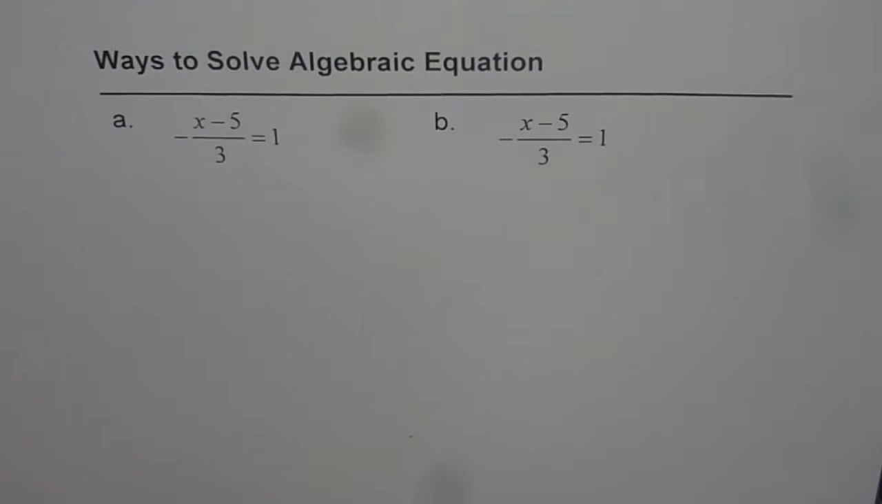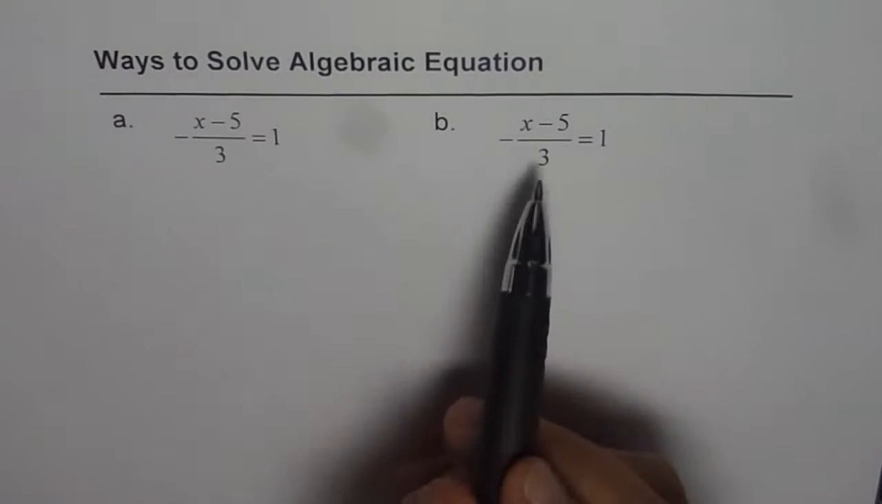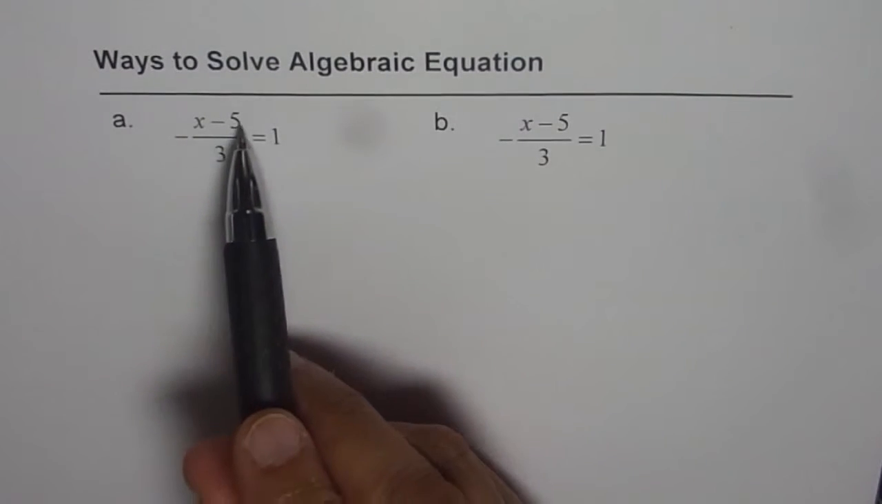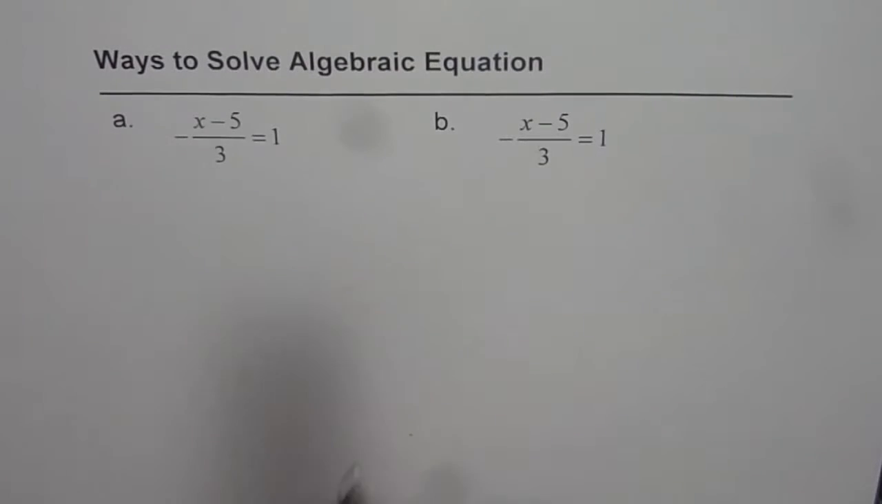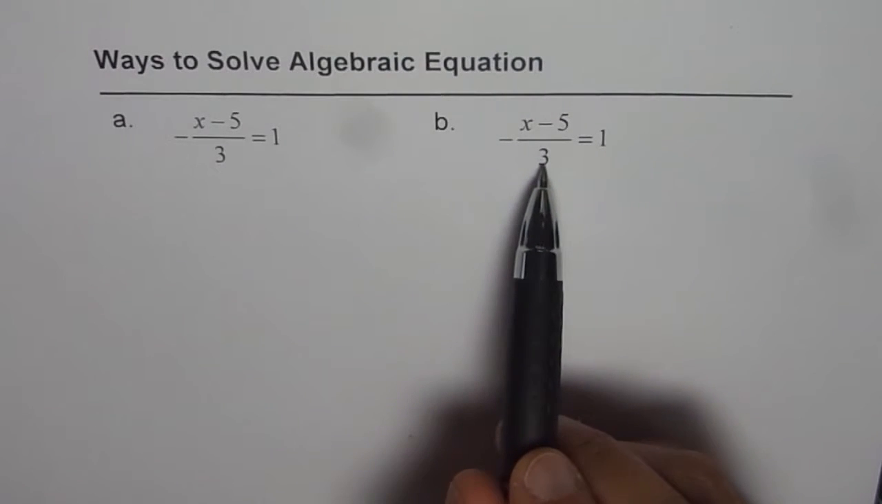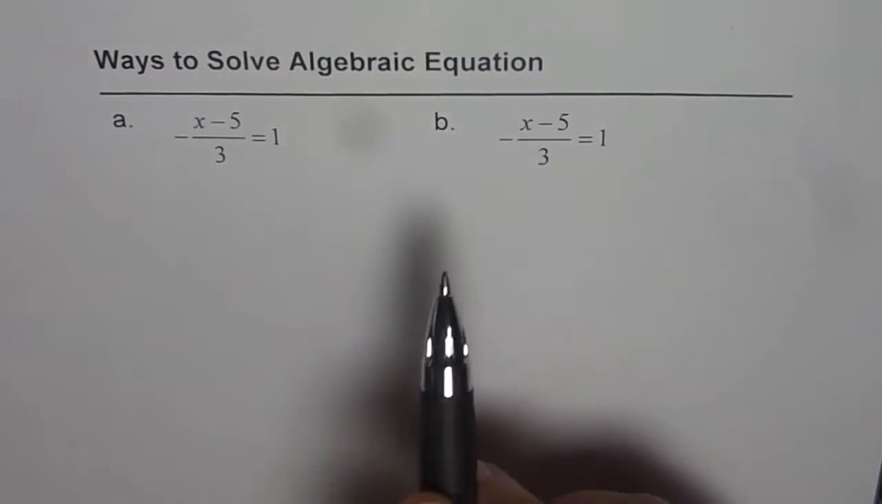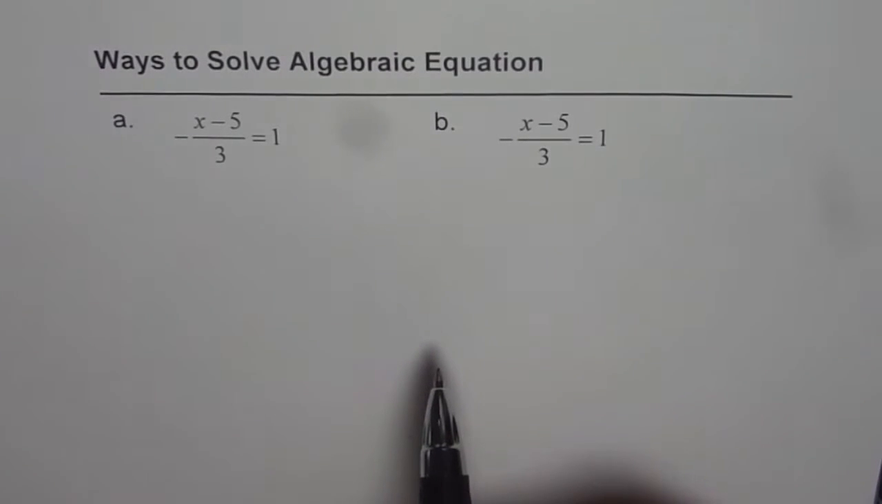Ways to solve algebraic equation. I'm Anil Kumar and I have an algebraic equation here which we'll try to see how to solve. Now it's exactly the same equation: minus (x minus 5) divided by 3 equals 1, and minus (x minus 5) divided by 3 equals 1. The idea of writing it twice is to adopt two different methods to solve the same equation.